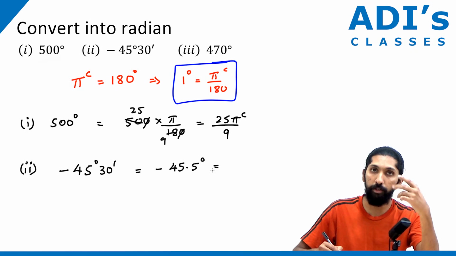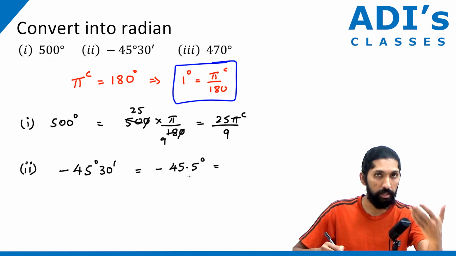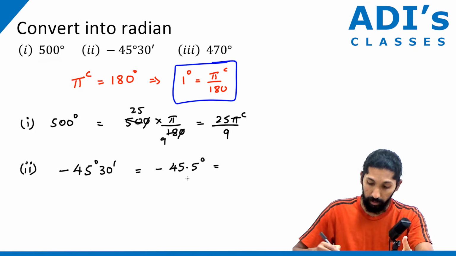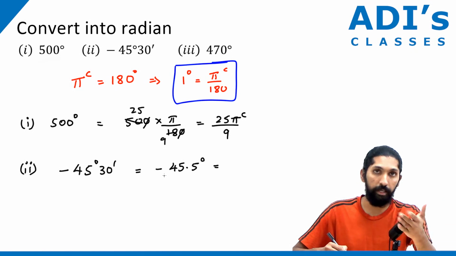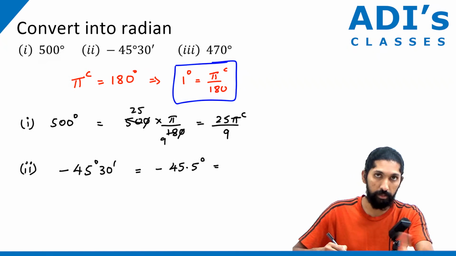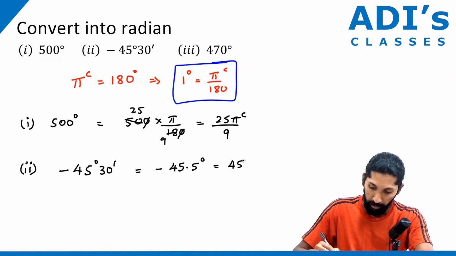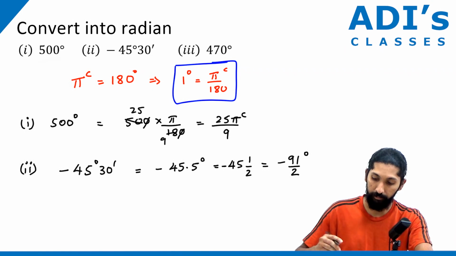Now you can do it in two ways. One, you can write it as 455 divided by 10 and simplify it. Or the other way is 45 and 1 by 2, which you can write as 91 by 2. It's pretty much the same anyway. So we can write it as 45 and a half. Of course, there's a negative sign. This is going to become minus 91 by 2 degree.